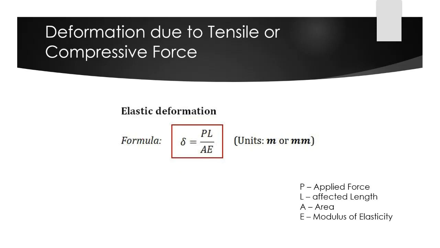This is the formula for the deformation due to tensile or compressive force. This is the pull force or the push force. So we have this formula. This is the elongation or deformation, and you can just use the symbol delta. That is equivalent to P times L over A times E, where P is the applied force, L is the length, A is the area, and E is the modulus of elasticity. Usually the units of this are meters or millimeters.